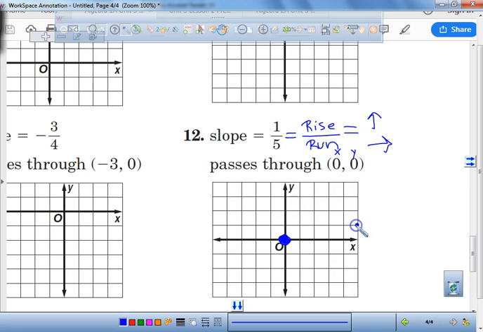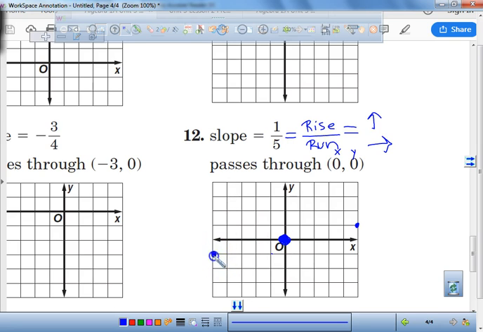She's going to go up 1 and over 5. So basically what she did right here, she went up 1 and she went over 1, 2, 3, 4, 5. Oh, she ran out of room. Leslie, what can you do from right there? You can go down 1 and over 5 to the left. Right there, perfect. Good job.